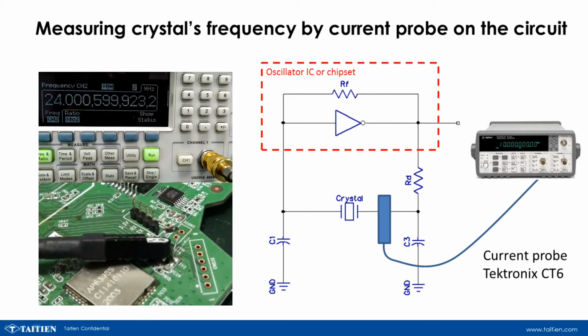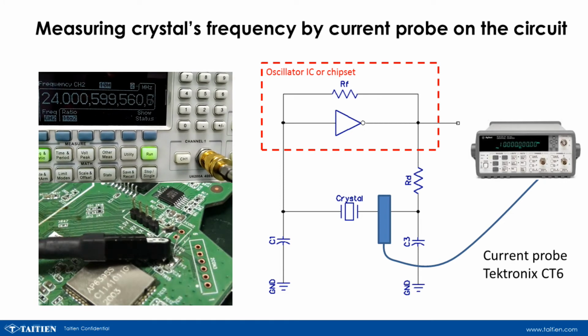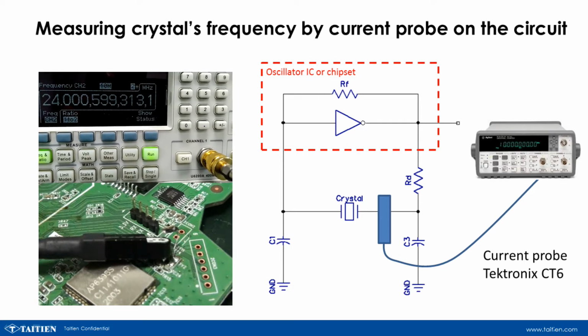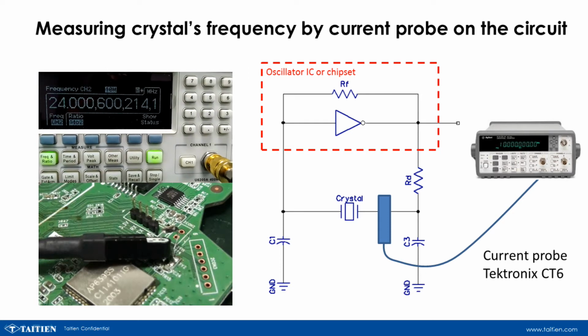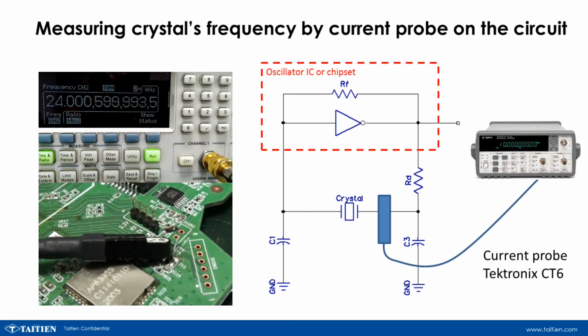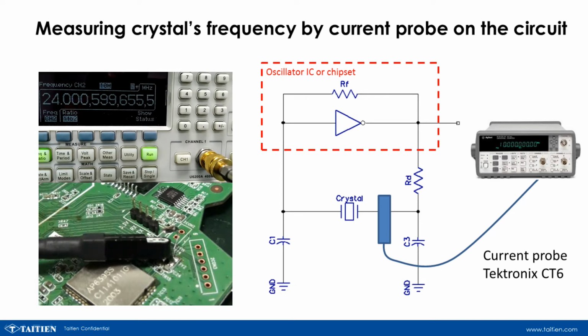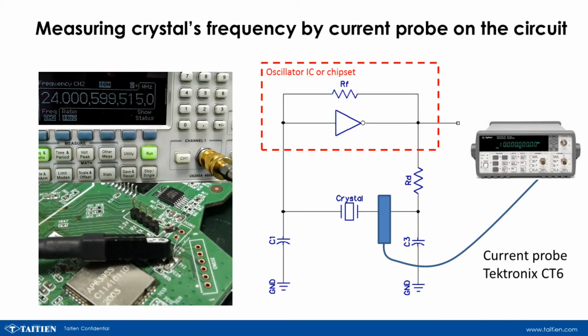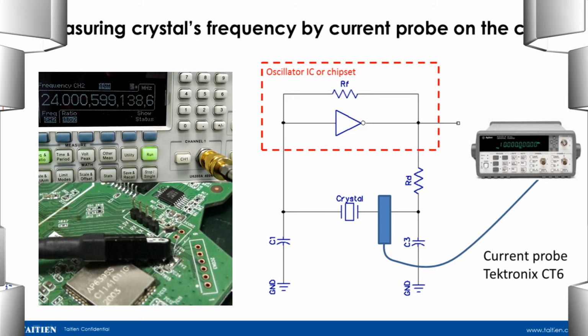First, we measure the frequency of the crystal on the circuit. We use a current probe and frequency counter for measurement. From the picture, we can see that when using a current probe to measure, it is necessary to let the current pass through the hole on the current probe. We can reduce the influence of the load on the crystal frequency by using the current probe. Then, we can get the oscillation frequency of the crystal through the frequency counter.